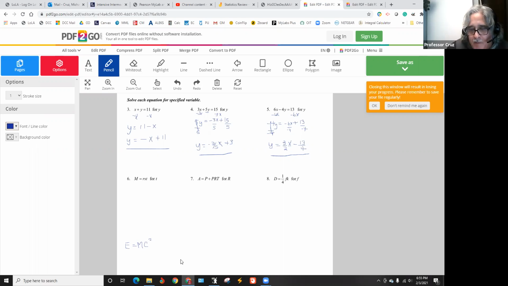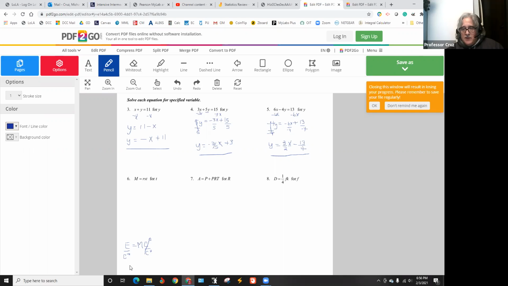So that is essentially energy is equal to mass times the speed of light squared. I think that's what C stands for. And it's solved for energy. Now, if we wanted to solve this for M, then we've got to get rid of these C squared things. So we divide both sides by C squared.